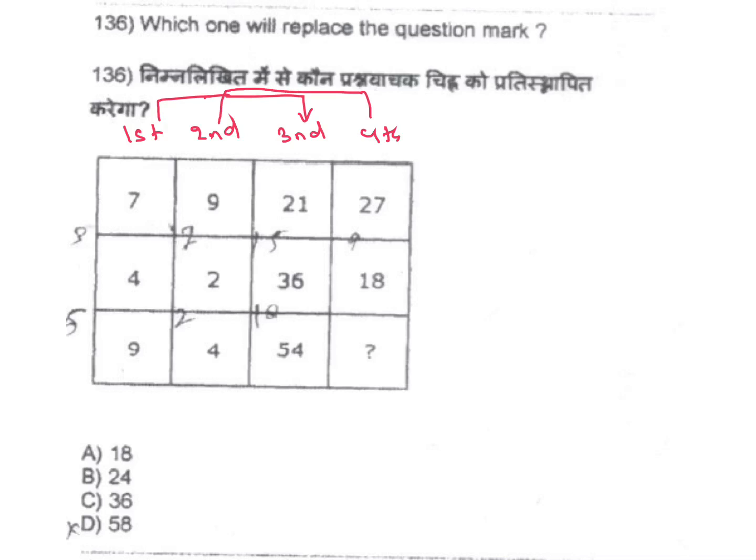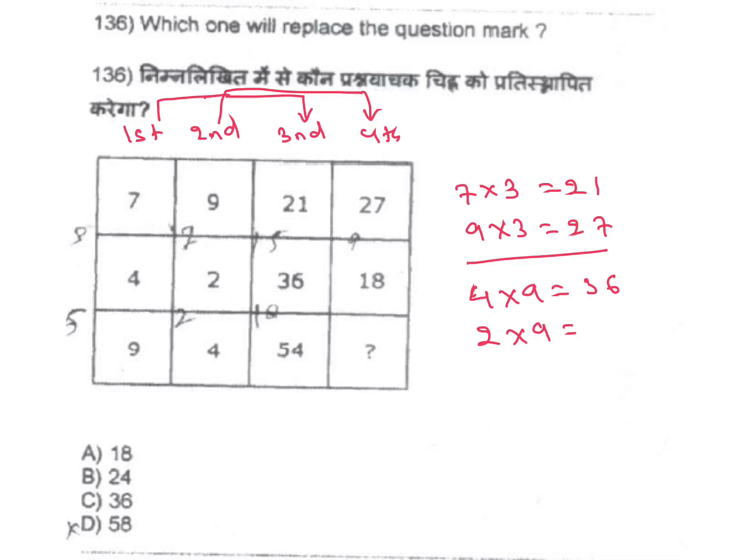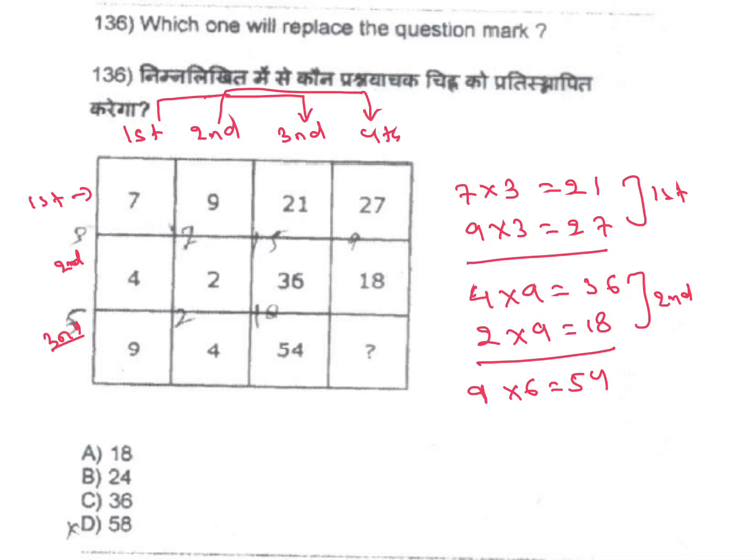So 7 into 3 is 21, 9 into 3, 27. Then 4 into 9, 36, 2 into 9, 18. This is for the first row, this is for the second row. Then for the third row, 9 into 6 is 54. So 4 you multiply with 6, 24 you will get. So here 24. B is the answer.